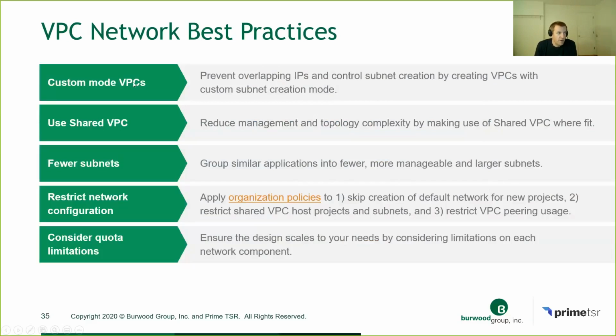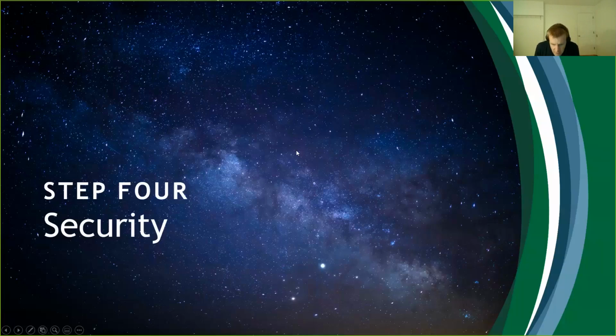Another one that Rich touched on is using custom subnets, making sure that your subnets don't trip over each other from an IP space standpoint. There are some other recommendations here around using fewer subnets and applying organization policies, which I'll talk more about in a few minutes. And obviously consider the quota limitations, like you would probably be experienced with from Azure and AWS as well. So that's a high-level overview of some of the key networking considerations.